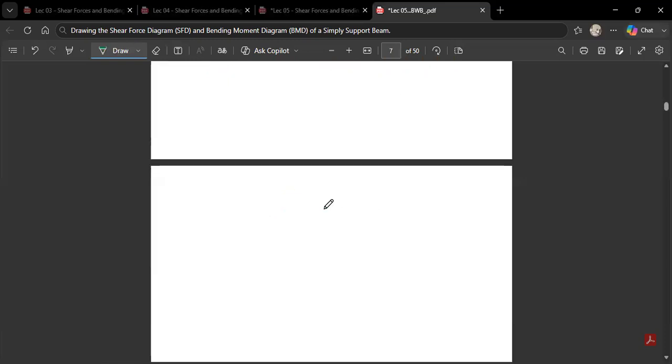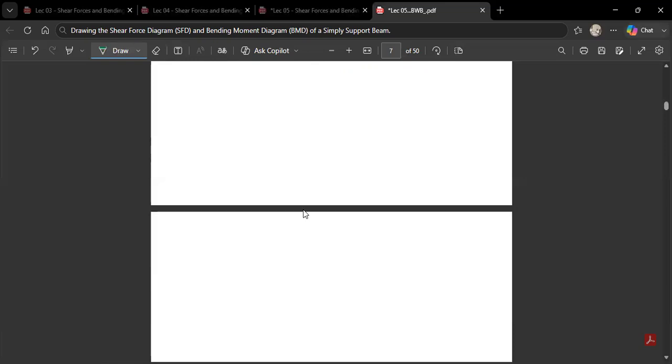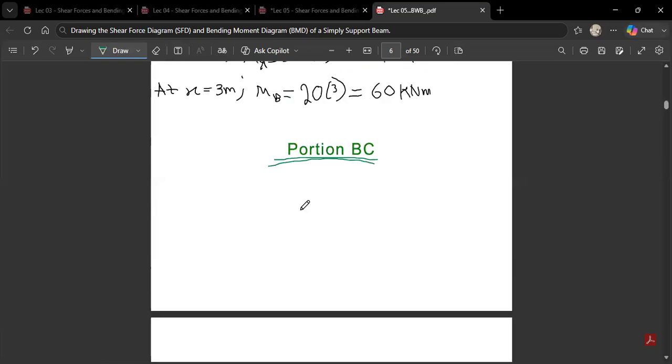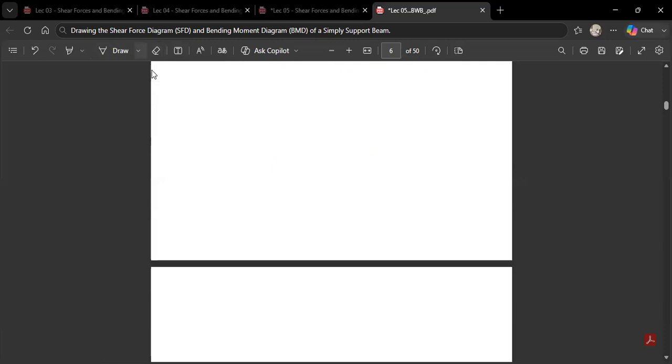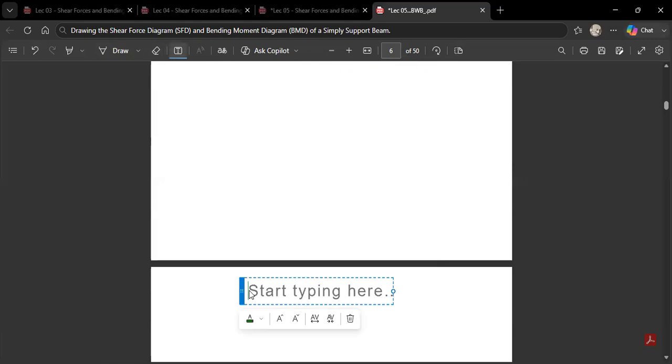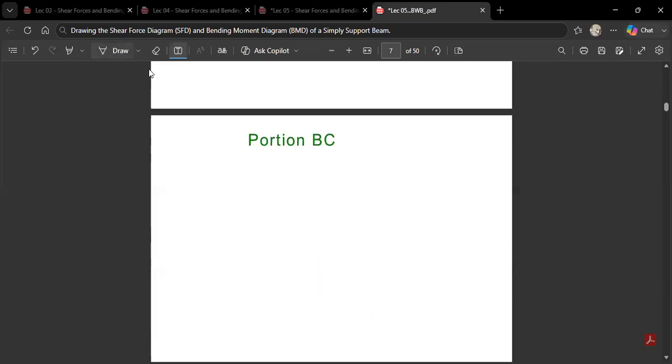Or better still, I could come and put it over here so that you can have a correct overview. So let me put portion BC over here. So this is portion BC. So that is our portion BC.